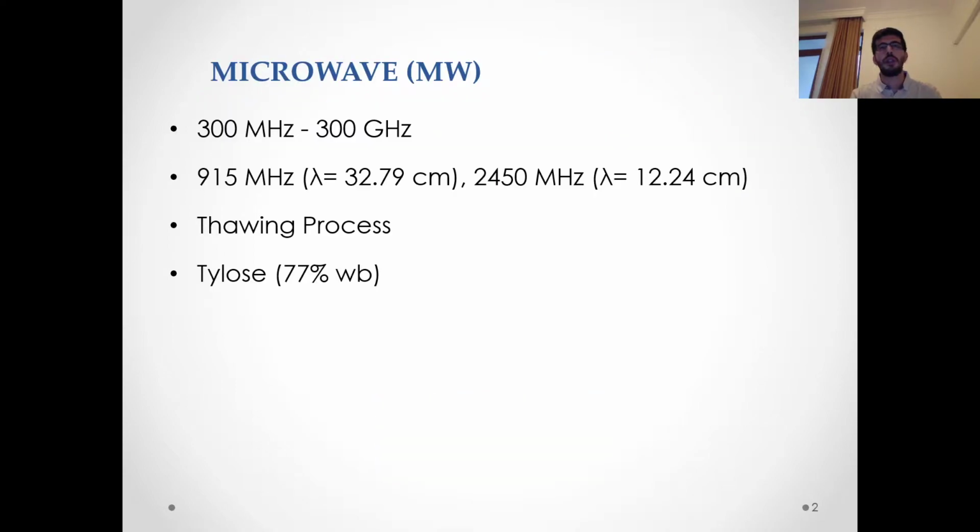Microwave frequency is between 300 MHz and 300 GHz, but only 915 MHz and 2.45 GHz can be used in food processing. We apply the thawing process to tylose by microwave technology. We chose the thawing process because dielectric properties change significantly between the frozen and the thawed part.